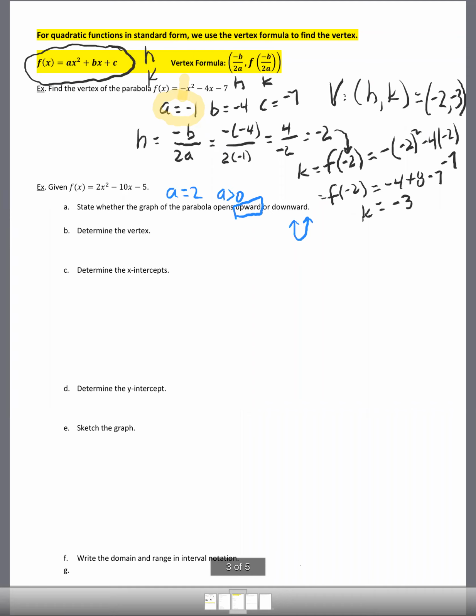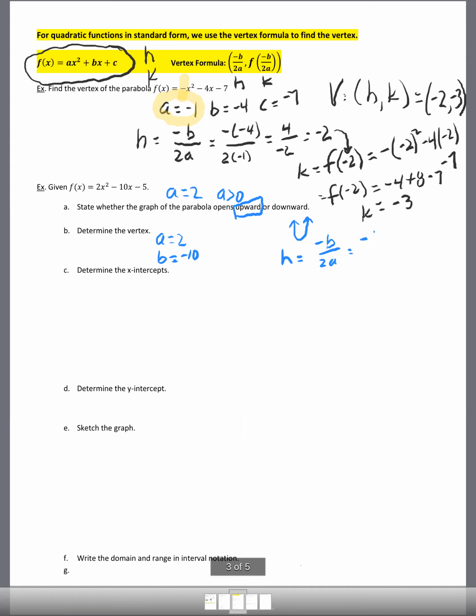They're asking us to determine the vertex. You can definitely go and graph it on your calculator if you'd like to. For the vertex, to identify it, to make sure that we know algebraically how it's calculated, we've already been told that A is 2. The B value is -10. And since this equation is in standard form, we'll have to go and calculate our vertex. H is equal to the opposite of B over 2A.